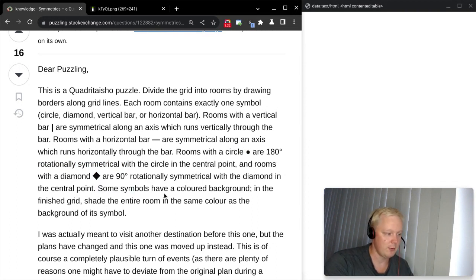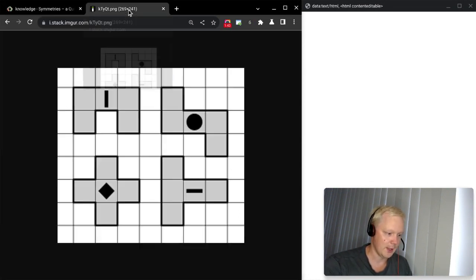Some symbols have a colored background. In the finished grid, shade the entire room in the same color as the background of each symbol. So there are 4 different symbols, and I'll show you an example of that now. These are all symmetrical rooms that we are trying to achieve here, and this circle here is what we have in normal Quadritaisho puzzles. This is 180-degree rotationally symmetrical, which means if we turn this shape upside down, it remains the same. So that means if we draw a line here, we have to draw a line here as well. So 180 degrees symmetry is what we have in regular Quadritaisho, and that is all we have in regular Quadritaisho.